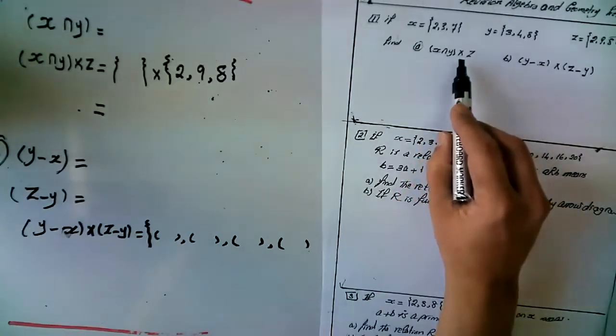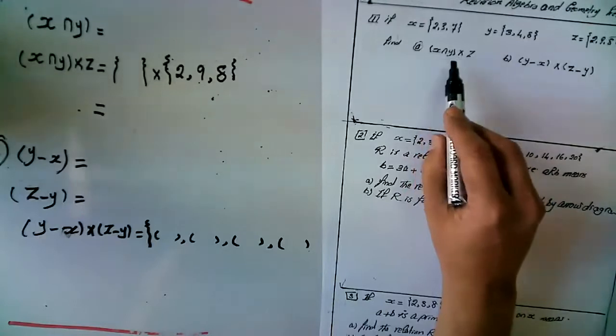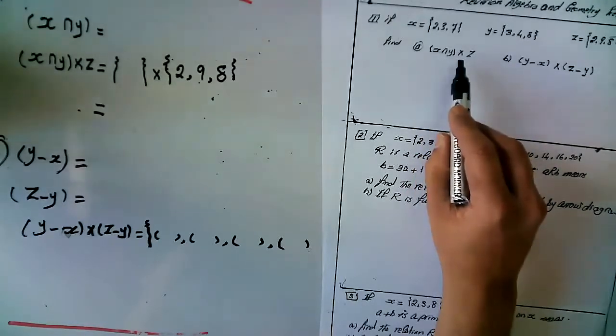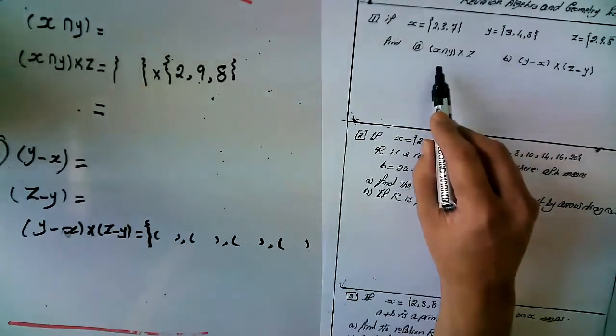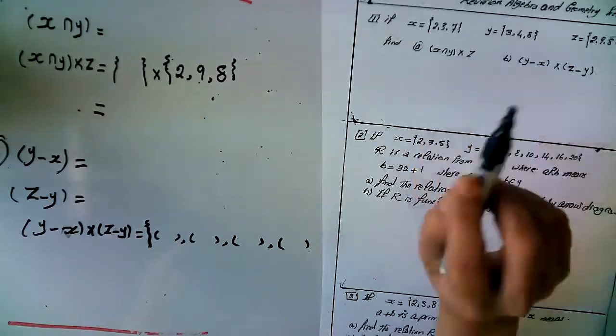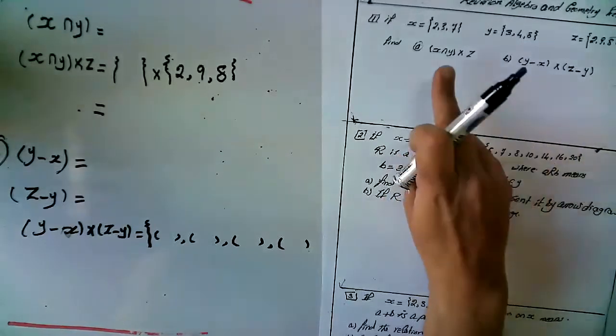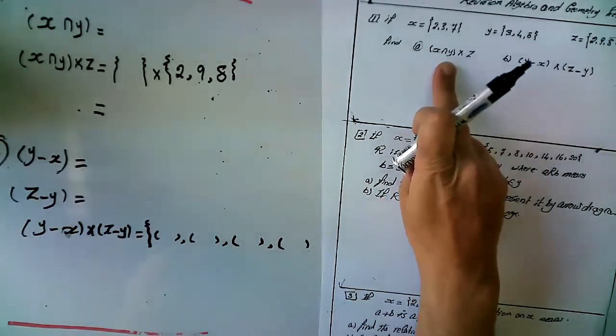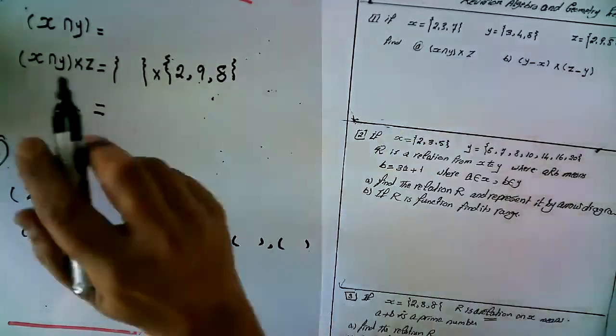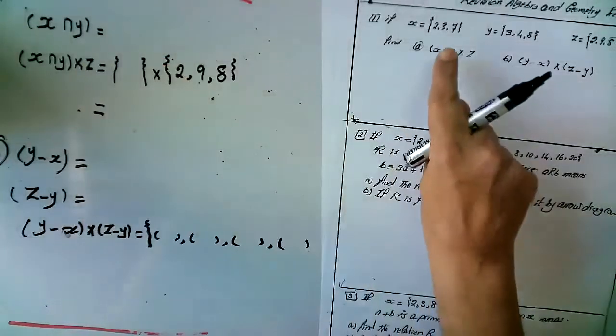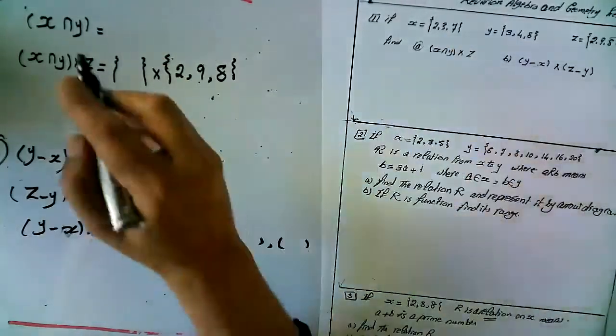You know that the Cartesian product of two sets means that you are going to form pairs from two sets. X intersection y means the common elements between x and y. Now we are going to solve x intersection y. X intersection y equals {3}.